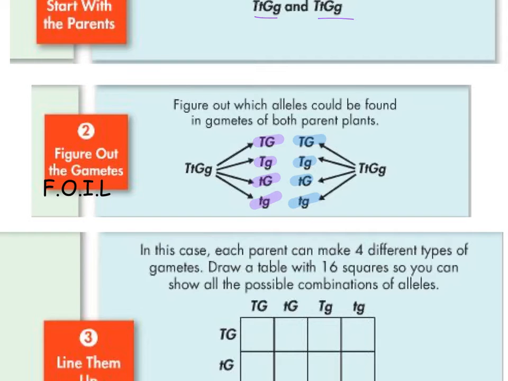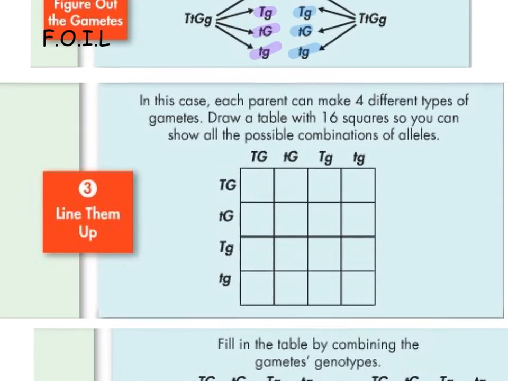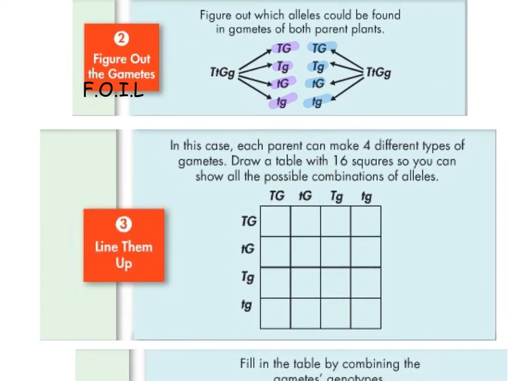Because each parent can make 4 possible gametes, our Punnett square is bigger than it was with monohybrids. We have 16 boxes, and we're going to put one parent's gametes on the top and the other parent's gametes down the side. Inside the box is what happens when fertilization occurs, and those are our possible offspring.